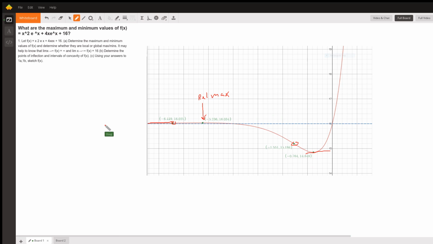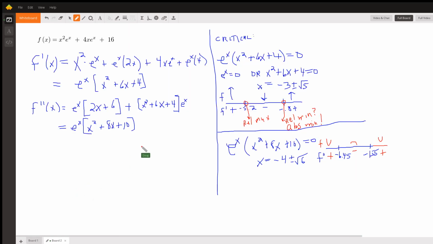Question is, how do you figure that out using calculus? So we'll go to board 2. I've already put some of the work here. We want to find the first and second derivatives to help us glean this information. So for this first term, we need to use the product rule. First times the derivative of the second, plus the second function times the derivative of the first. Same deal for this term. First function 4x times the derivative of the second, plus e to the x times the derivative of the first.